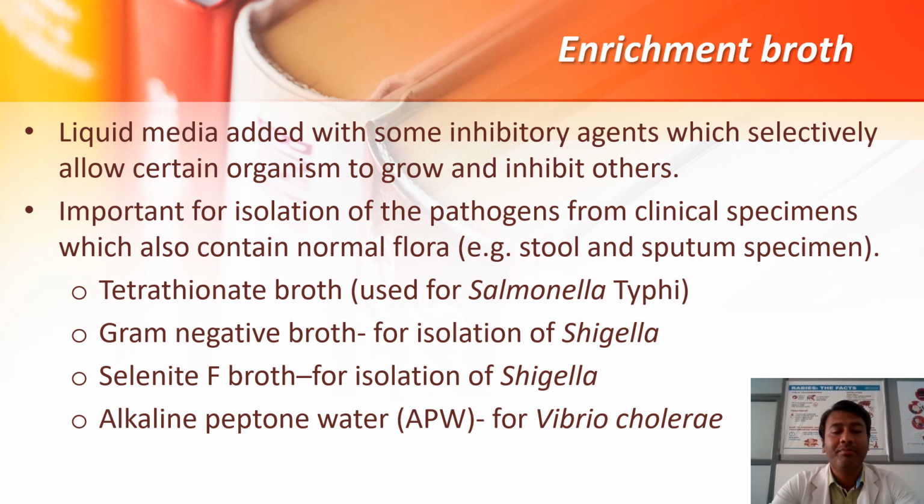Examples of enrichment broth: we have tetrathionate broth, which is exclusively used for isolating Salmonella typhi. We have gram-negative broth for isolation of Shigella species. Also, we have selenite F broth for isolation of Shigella. And then for Vibrio cholerae isolation, we use enrichment broth, that is alkaline peptone water. The rest of the culture media we'll see in the coming slides.